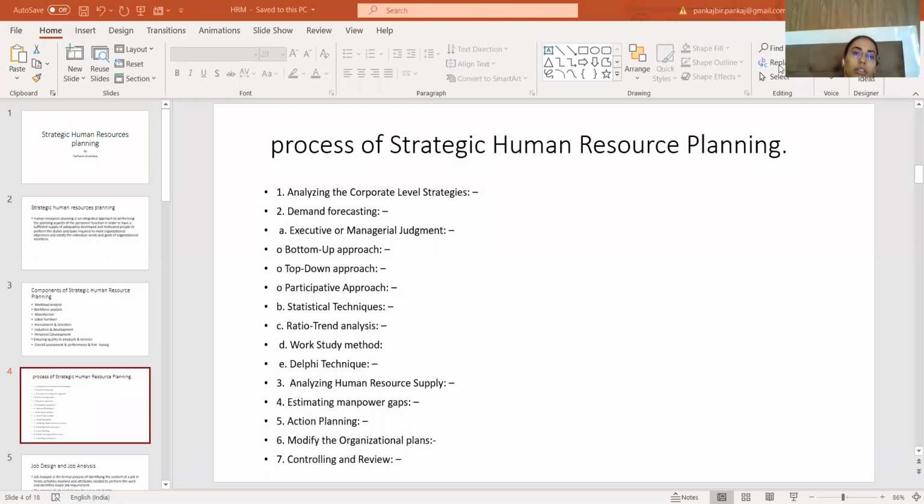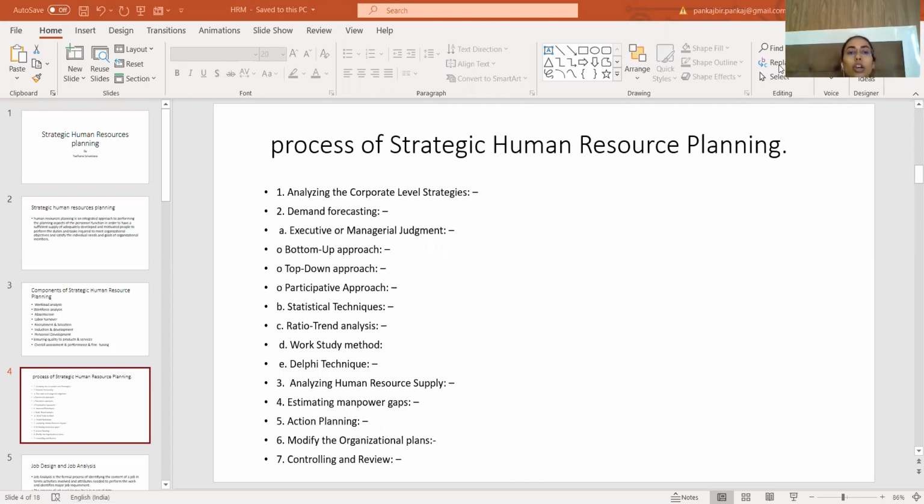Good morning, everyone. Our today's topic is the strategic human resource planning process, or the steps involved in strategic human resource planning. Since it is an umbrella term and it is very elaborate, as you see, there are 7 steps involved in the process of human resource planning. So, we will take up the steps one by one.